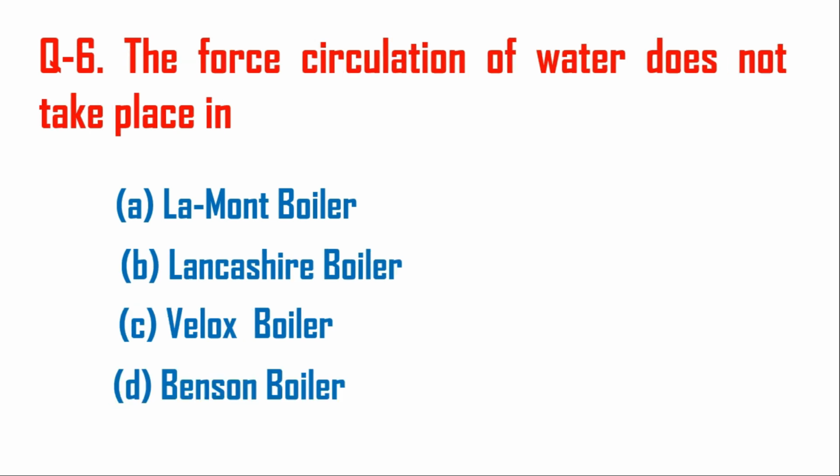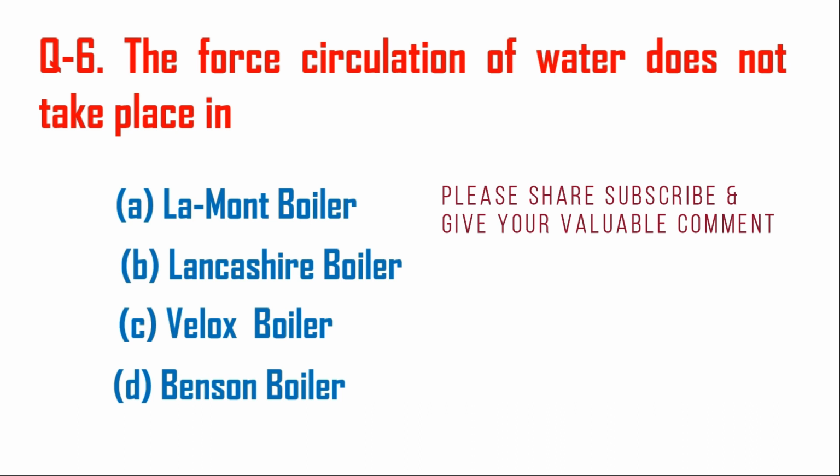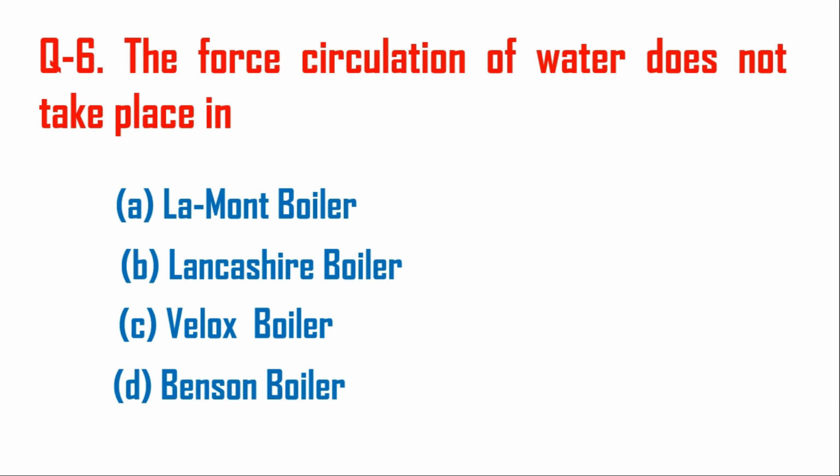Question number 6. The forced circulation of water does not take place in, we have already discussed in the previous slide, Lamont boiler and Benson boiler, these are high pressure boilers, as well as Wilcox boiler, it is also a high pressure boiler, and in a high pressure boiler we are using forced circulation. So the right answer is option B, Lancashire boiler, in which we are using natural circulation. So the forced circulation of water does not take place in Lancashire boiler.